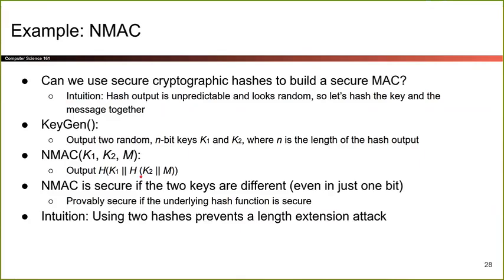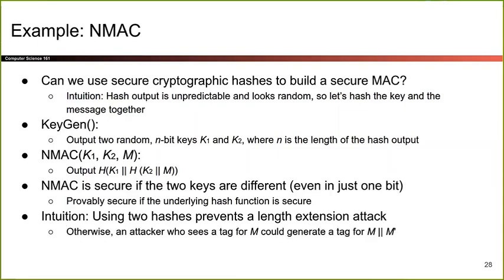And the intuition of why do I use two hashes, why not just use one, is the high level idea. You don't have to know the specifics, but it basically prevents length extension. Because if there was only a single hash, so let's pretend this outer one doesn't exist. If I only had this inner hash here, if I could see the tag for M, I could create a tag for M concat M prime with a length extension. So using two hashes stops the length extension attack. Okay, so this is NMAC.